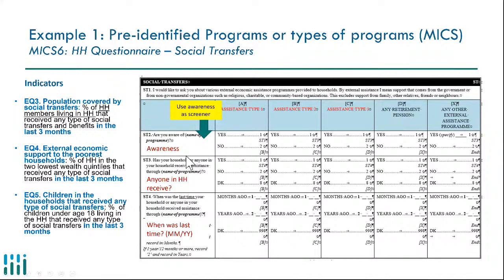So the questions are, one is, are you aware of the program? The second question, has anyone in the household received assistance through that program? And so the program could be a school feeding program or it could be another NSSP program. And then another question, when was the last time anyone in your household accessed a benefit from that program? And you could identify who that was and when the last period was.